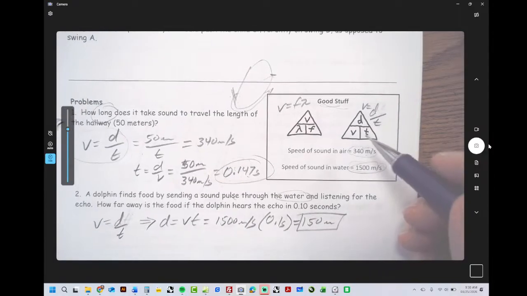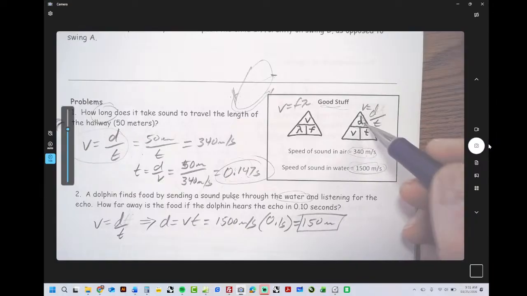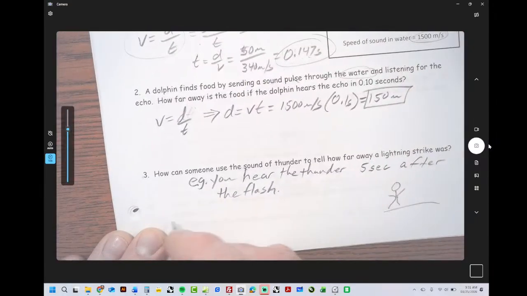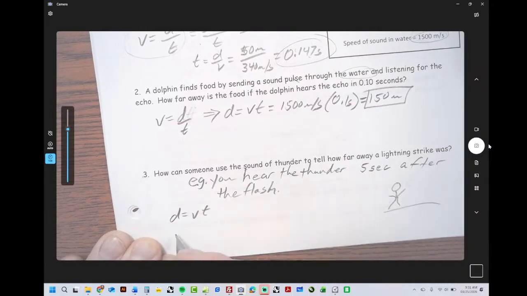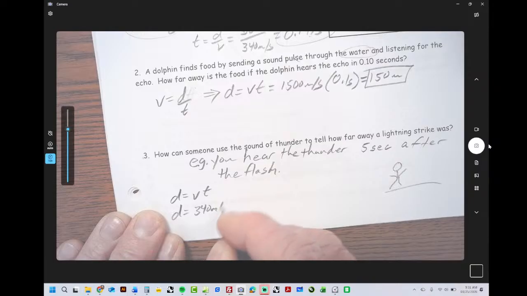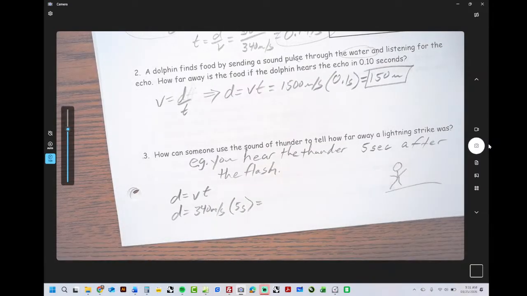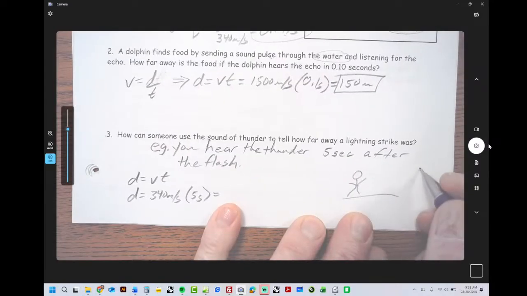So you're kind of using this formula. You're getting distance equals velocity times time. Distance equals velocity times time, and that distance equals the velocity of sound in air, which is 340 meters per second, times 5 seconds.